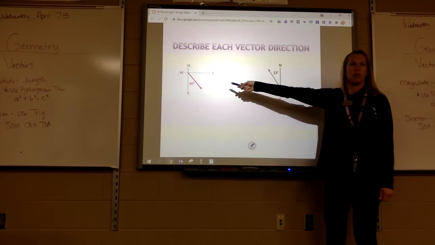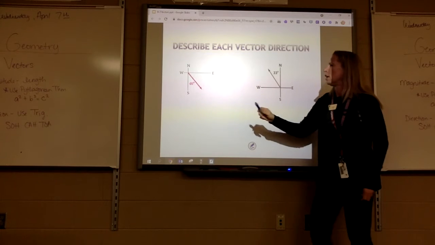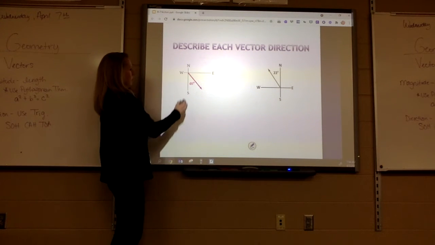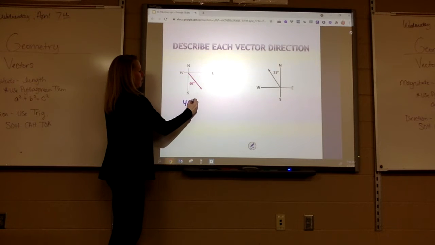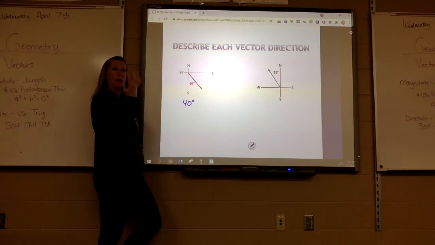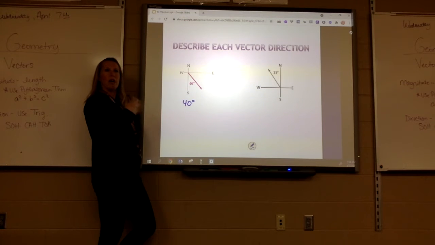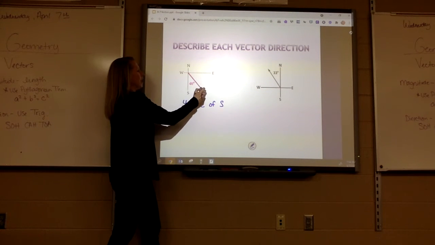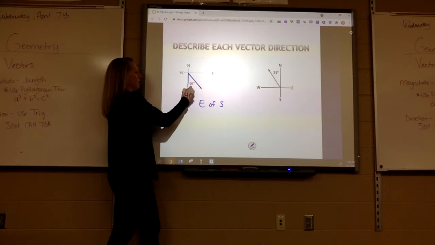So let's try a couple. So is this one of yours on your assignment? Yes. Okay. Number 6. So it's going to be 40 degrees. So it's between the south and the east. So I know I have to have south and east. Which one would it be of? East of south. If you just want to put E of S, that's fine. East of south. Does everybody understand why it's of south?